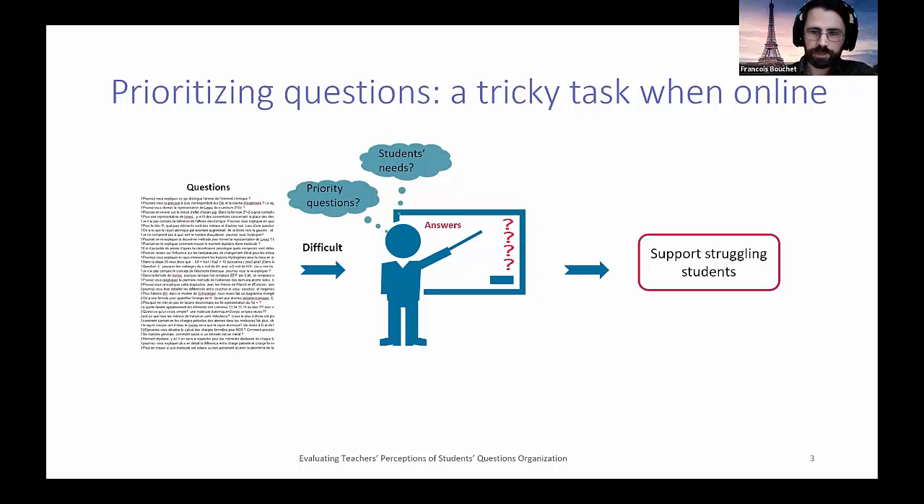In an ideal world with infinite time, every question should probably be answered, but it's just not often possible in practice, and choices must be made. That's even more true in our particular context that I will describe just after.